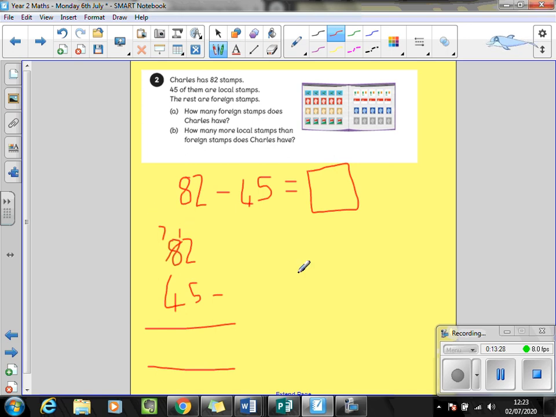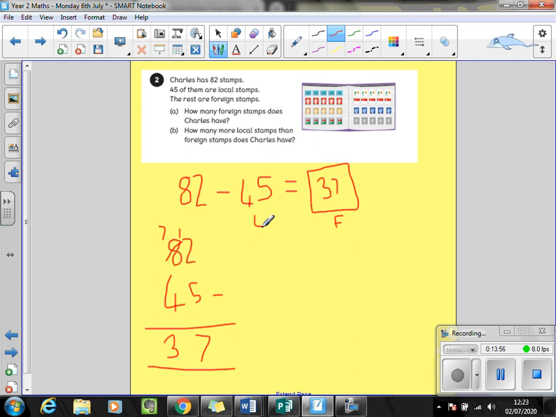Now we can do that easily. 12 take away 5 leaves us with 7. And then we can look at our tens column. 70 take away 40 leaves us with 30. So he's got 37 foreign stamps. Okay, and I'm just going to put an F there to remind me that's the amount of foreign stamps. And I'm going to put an L under the 45 to remind me that's his local stamps.